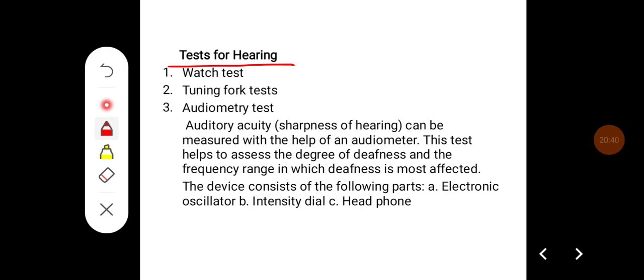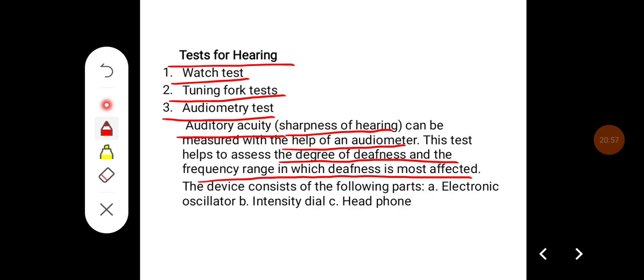Tests for hearing are mainly the watch test, tuning fork test, and audiometry test. Auditory acuity, that is sharpness of hearing, can be measured with the help of an audiometer. This test helps to assess the degree of deafness and the frequency range in which deafness is most affected. The device consists of the following parts: electronic oscillator, intensity dial, and headphone.